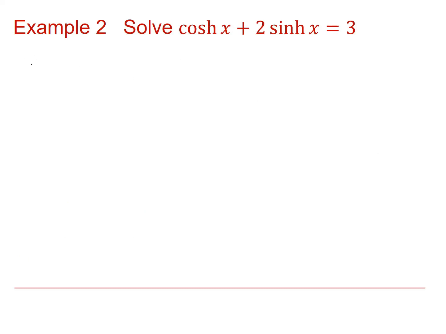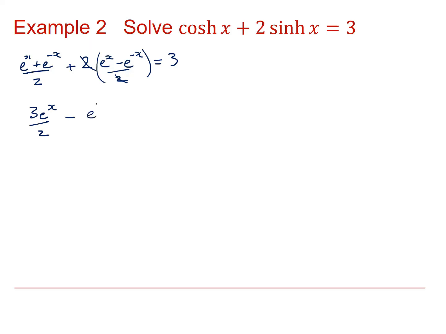Let's look at this one. Similar technique. Cosh x is e to the x plus e to the minus x over 2. And that's plus 2 lots of sinh x, which is e to the x minus e to the minus x over 2. And that's equal to 3. These will cancel. Let's just tidy that up a bit. So I'm going to get e to the x over 2 plus another one is 3 e to the x over 2, and I've got an e to the minus x over 2, take away another e to the minus x, so I'm going to get minus e to the minus x over 2, and that's equal to 3.